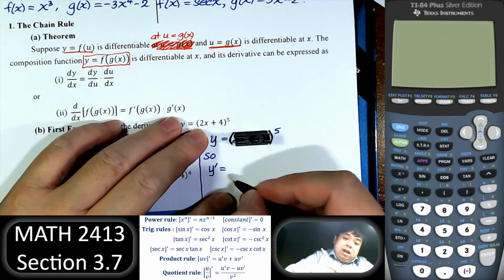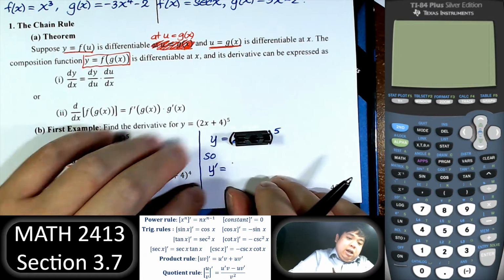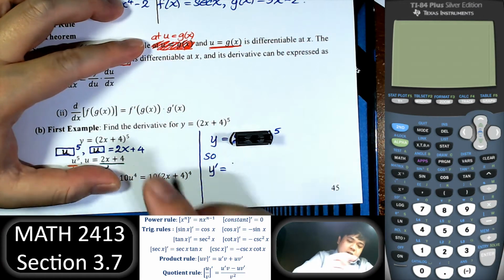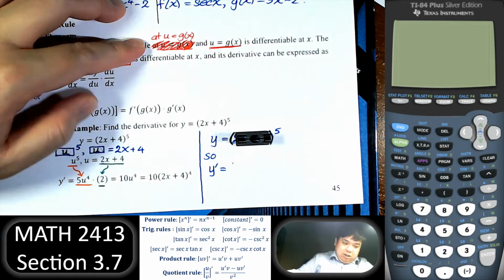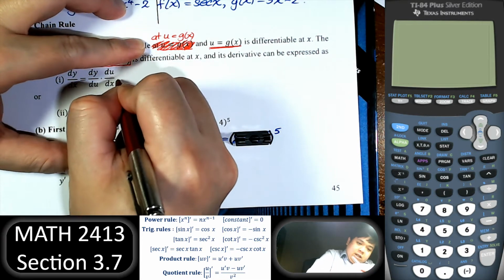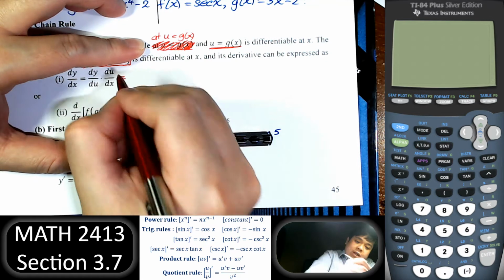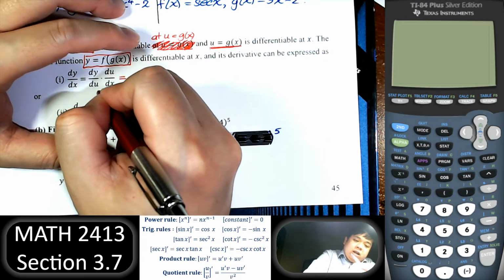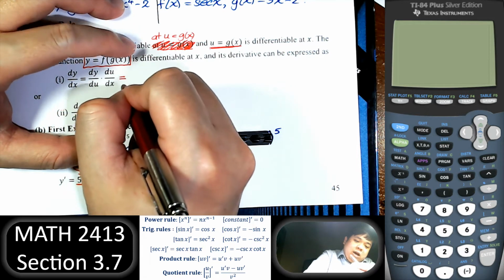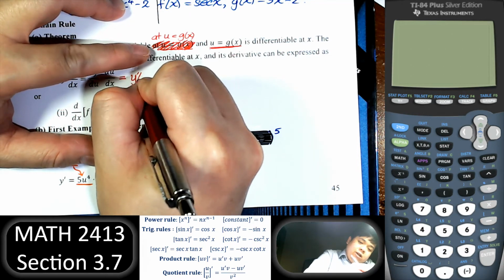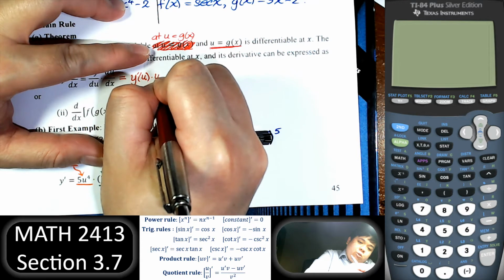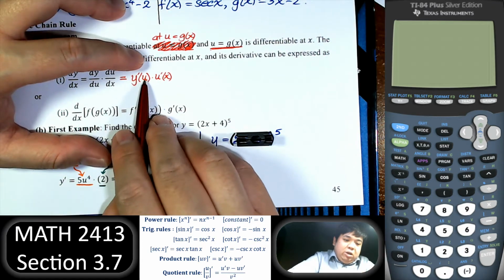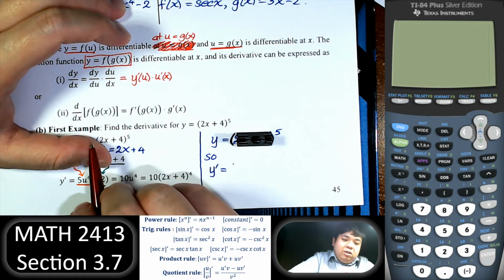The derivative of that is going to be just the derivative of the outer function times the derivative of the inside function. So in this case we will write it's going to be the derivative of y with respect to u and u with respect to x. So we say y prime of u and u prime of x. Of course, this should be in terms of x as well.